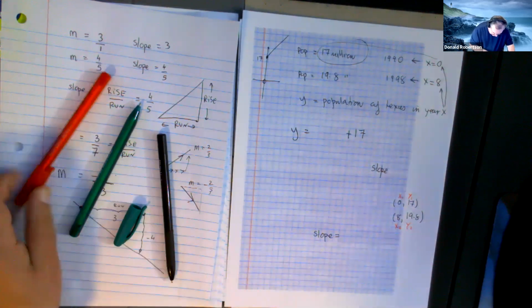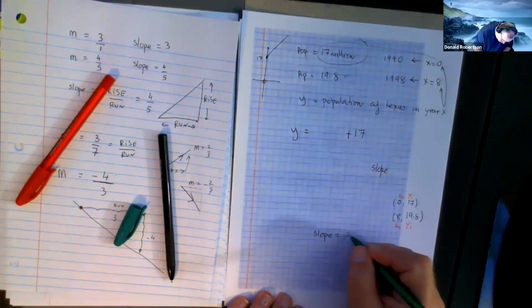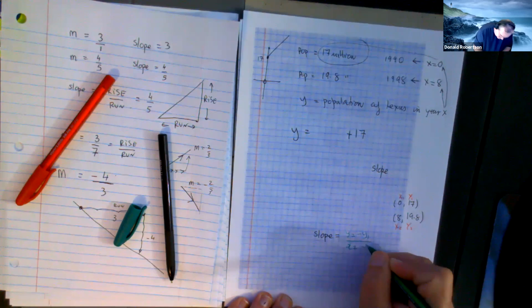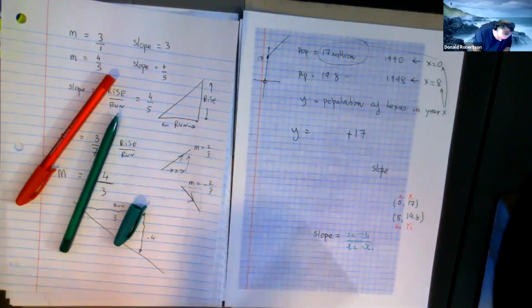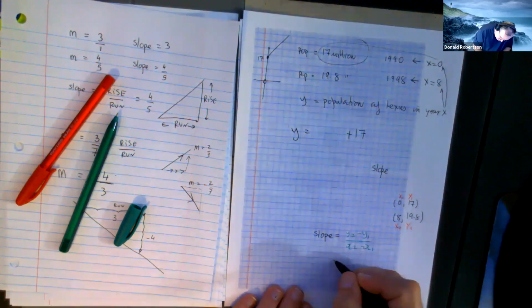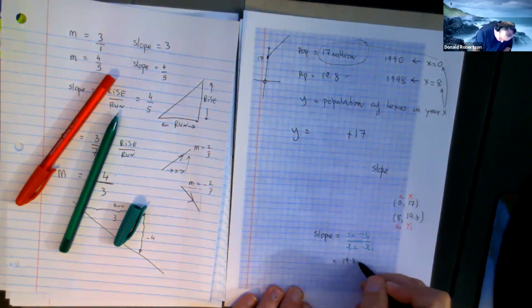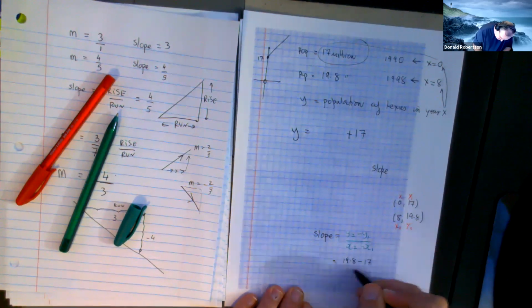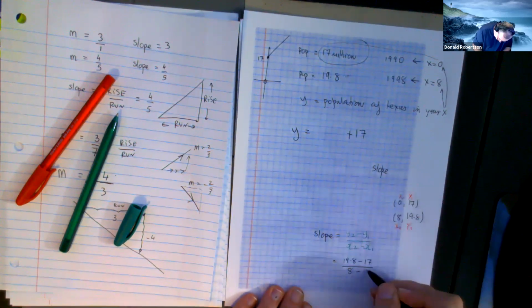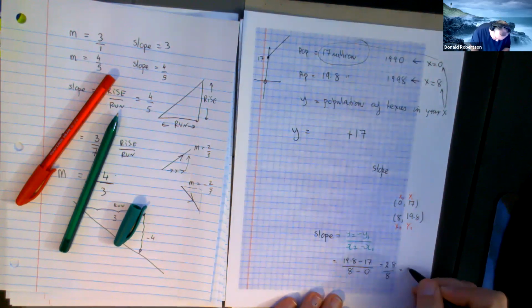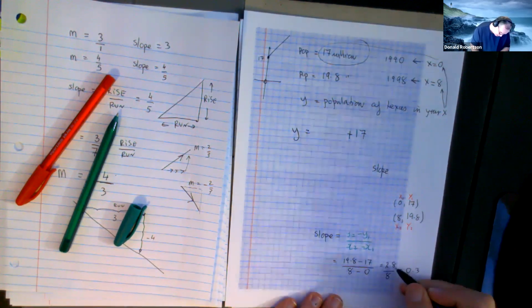And the formula is y2 take away y1 over x2 take away x1. It's basically the rise and the run. And so what do I get? I get a y2, which is 19.8, take away a y1, which is 17. And on the bottom, I have an x2, which is 8, take away an x1, which is 0. And that gets me 2.8 divided by 8. And that gets me 0.35.